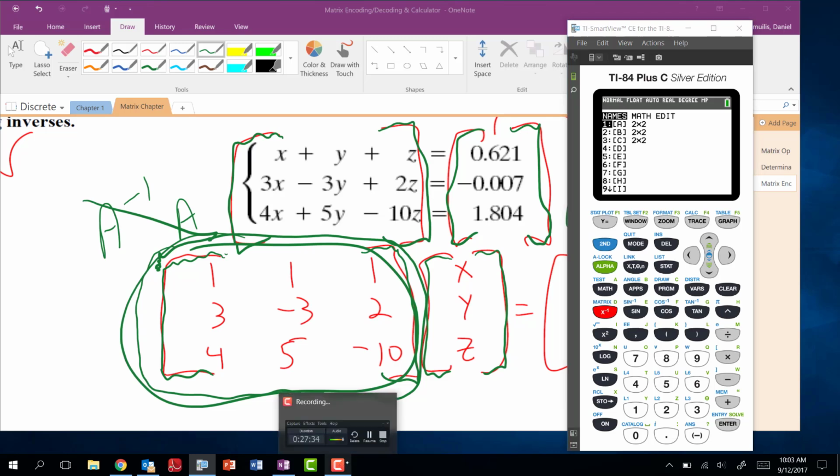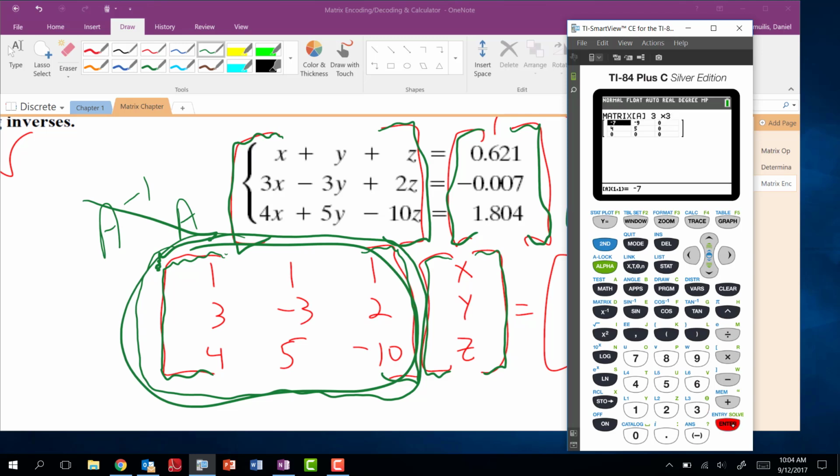Oh, we got it. Step one was missed. What time is it? Okay. Names, math, arrow over to edit. Now, you have to hit enter, and we are going to enter into matrix A. Enter. Now, what we got to do is create the dimensions, which this is a 3 by 3. And then you're doing the same. You're typing in the elements. So 1, I think it's arrow over.